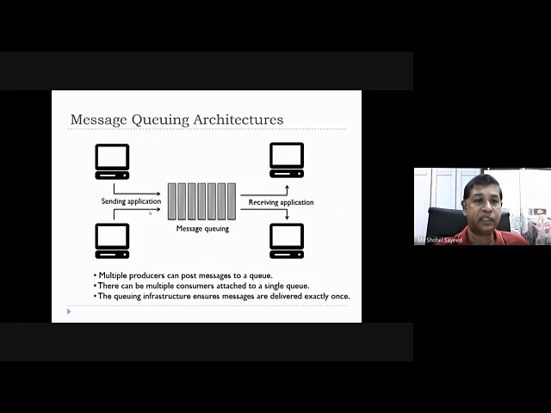If you look at this picture, the message queuing architecture, look at here. This is the left side, the sender sending the information. The producer sends the information to the message queue. This is the middle part, and the queue will be delivering to the consumers one by one.